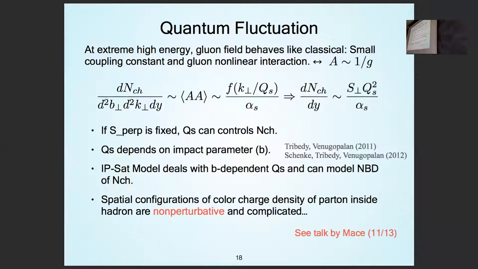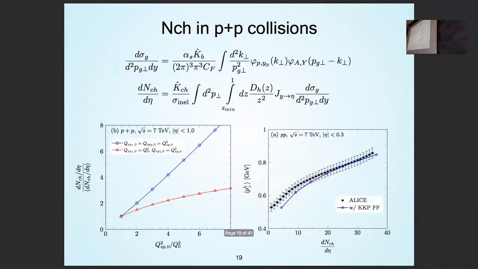But if we use the IP-Sat model or something, we can handle this b dependence of the saturation scale, but it's complicated for me. So in our study, we simply increase the saturation scale to get higher multiplicity events.